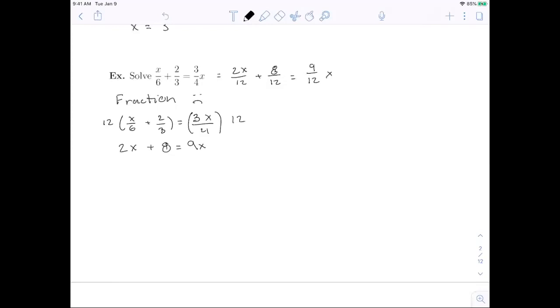So I'm going to subtract 2x on each side. So I have 8 equal to 7x, divide by 7, and we get x equals 8 over 7. Not too bad, right? If you wanted to keep everything in fractions, you still would have gotten to the same place. All right, is everyone okay if I move on?